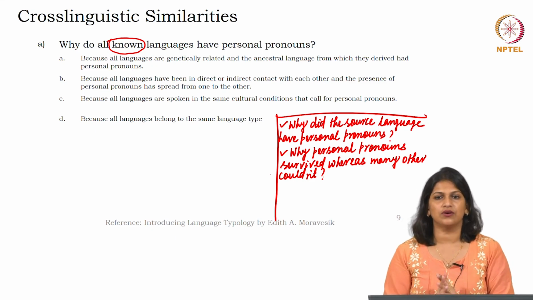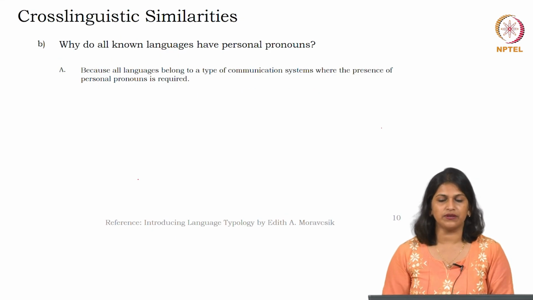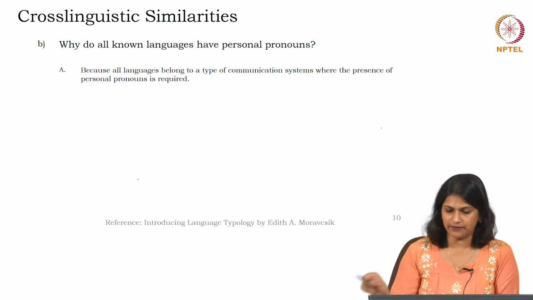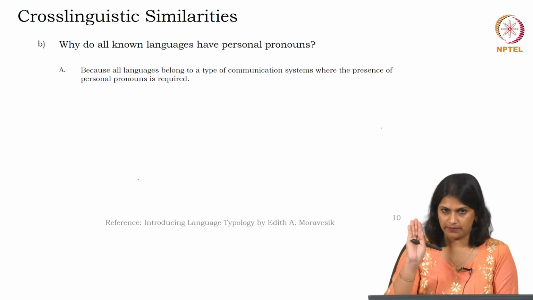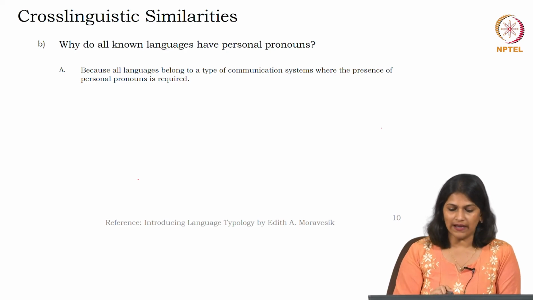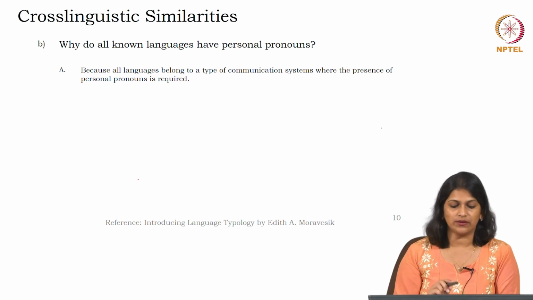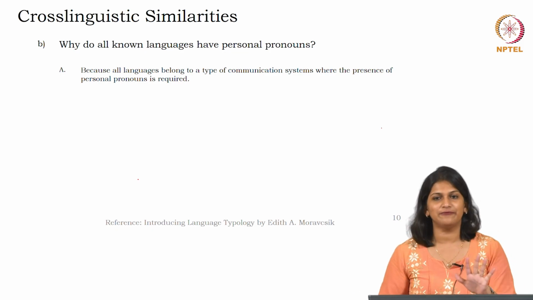On the basis of the four possible explanations, we can also go to the fifth one, which I did not discuss in this slide. What sort of a question do we see in the fifth one? It is written here in this slide: Why do all known languages have personal pronouns? That's the main question that we are trying to understand. The fifth one is that all languages belong to a type of communication system where the presence of personal pronouns is required. So, that is the fifth explanation.